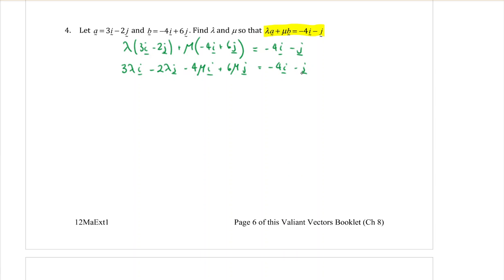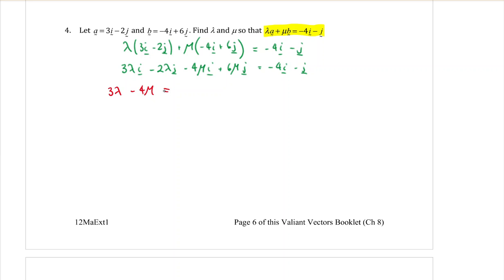Okay, now this is where we're going to separate our components that are along the x-axis and our components along the y-axis. So looking at all the terms that have the unit vector i in them, I have got 3 lambda and I have a minus 4 mu. I'm equating the coefficients. So I'm taking the i's out of there. You're excited by this, are you? Okay. That's on the left-hand side.